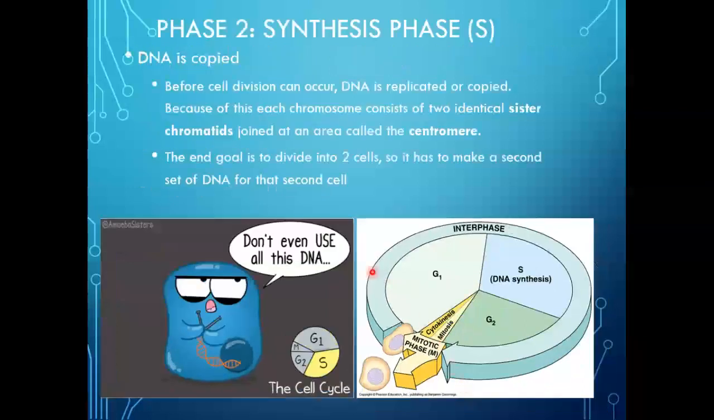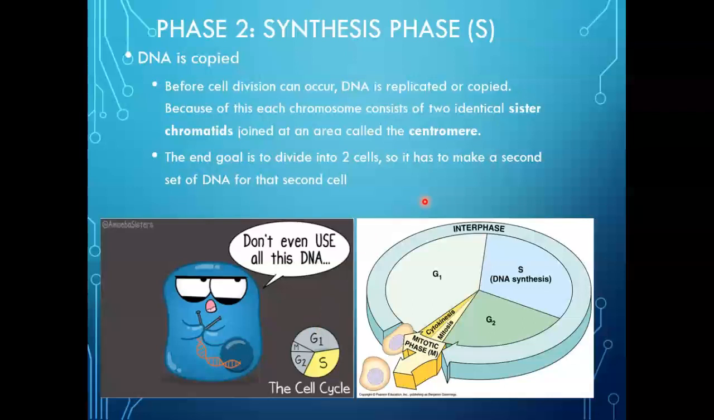The second phase is what we call the S phase, for synthesis, which means to make something. In the S phase, DNA is copied. So before each cell division can occur, you need to have enough DNA to split in half and make sure each individual new cell has enough that they need for proper functioning. So the DNA is replicated or copied.